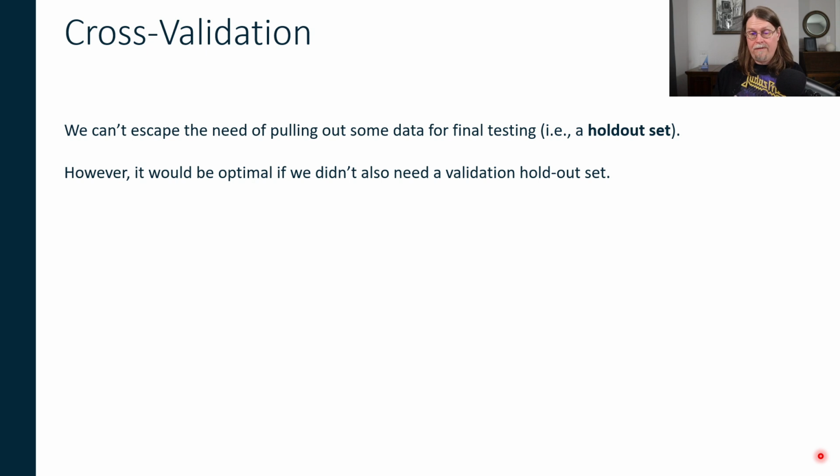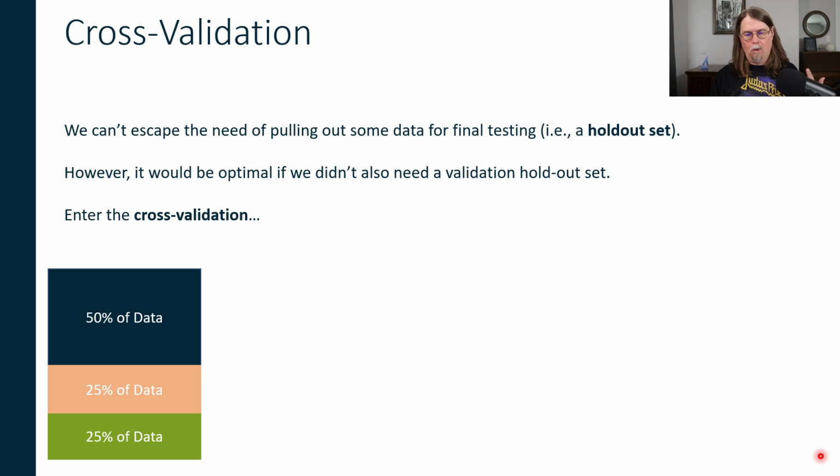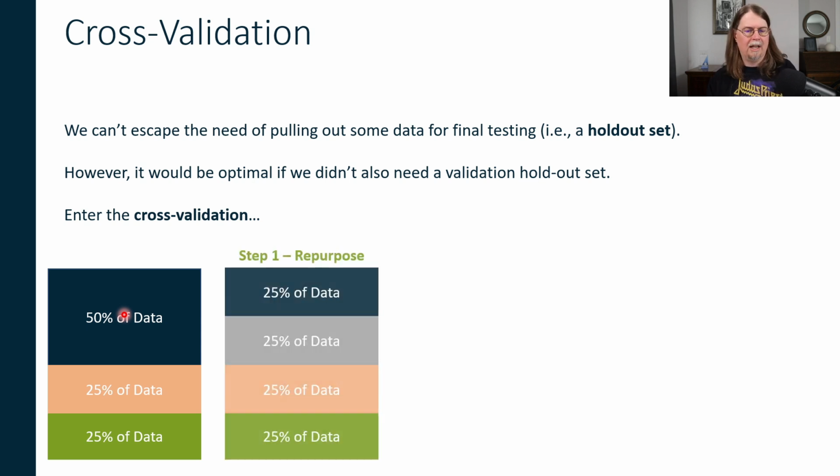So we can't get away from the fact that we need to have data for final testing. So what we want to do is use cross-validation to say, look, can we use all the rest of the data that is not in the test holdout set to get both training and validation simultaneously? So graphically, we can think of it this way. What we're going to do here is repurpose our data. I've got a slice here that's 25%, a slice here that's 25%, and a slice here that's 50%. So let me just divide that in half. So graphically, we can represent it like this, okay? Now I've split my data 4 ways.